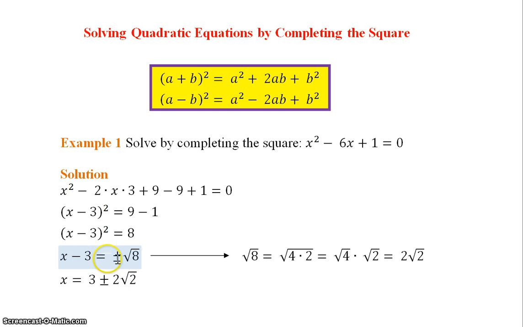Therefore, x − 3 is either plus or minus square root of 8. But 8 is the product of 4 and 2, and square root of 4 is 2. Therefore, square root of 8 equals 2√2. We move −3 to the right side with plus, and instead of square root of 8 we write 2√2. Therefore, the given equation has two roots, 3 + 2√2 and 3 − 2√2. We solved the given quadratic equation by completing the square.